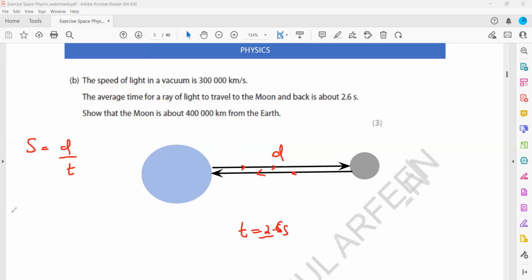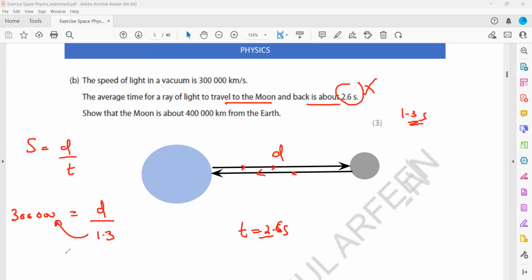The speed is given as 300,000 kilometers per second. Distance we don't know, and for time we don't take 2.6, we take 1.3. Why 1.3? Because 2.6 is the time for a ray of light to travel to the moon and bounce back, going and returning. But that is twice the journey, so we just need the time to travel to the moon. That's why we take half of it, 1.3. 1.3 is divided, so on the other side it will be multiplied.